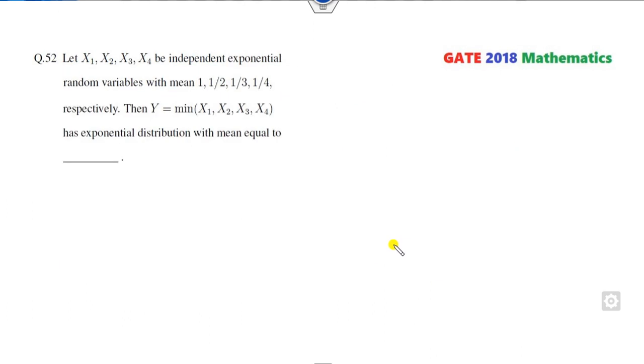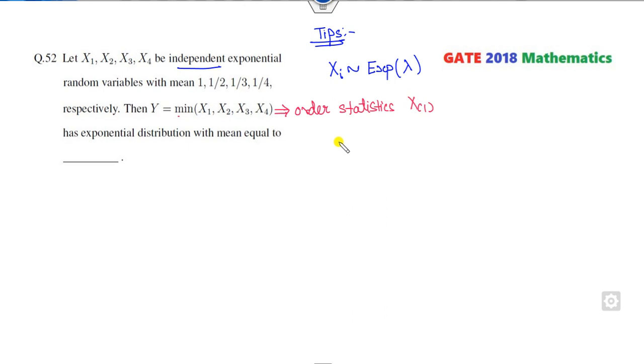Okay, look at this another one. What is given to you? Again, the Xi's are independent and follow the exponential distribution with the means given. Firstly I will give you the tips, because this is nothing but my order statistics. This is the ordered statistic x1. I already gave the shortcut tips in my previous lecture as well, but anyhow, what is the tip for you?